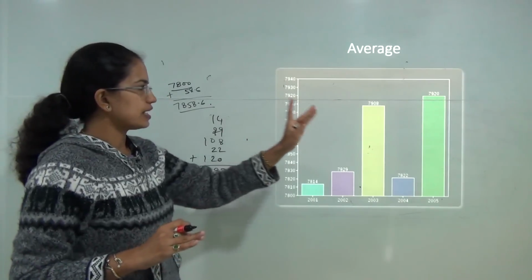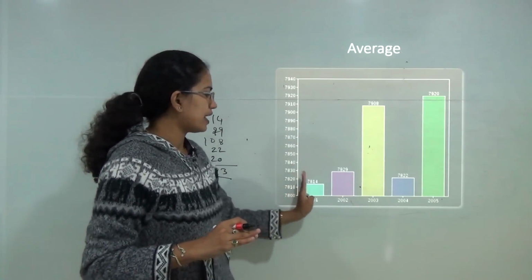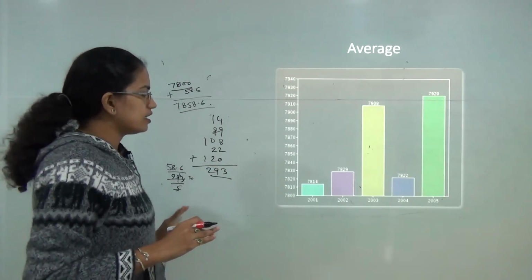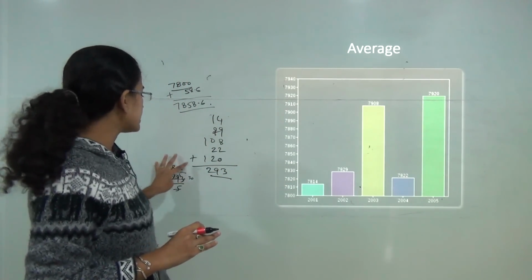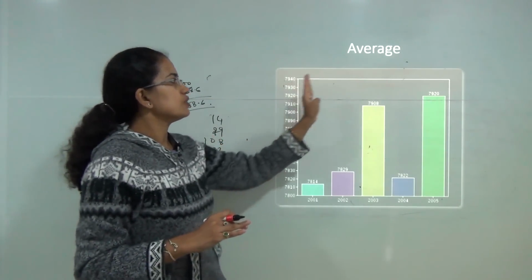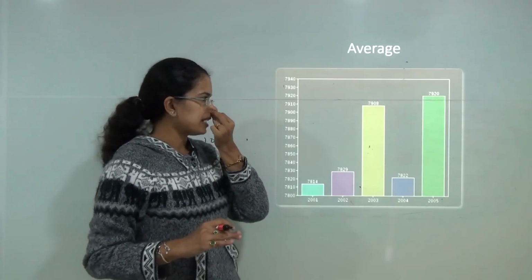What you can take aside is take the common values out and then add the remaining values. Or when you total out the remaining values, take an average of the remaining values and add that value to the base value that you had separated in the starting. So that is how you work around quickly with the averages.